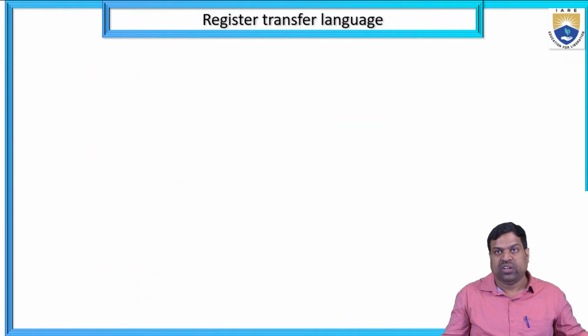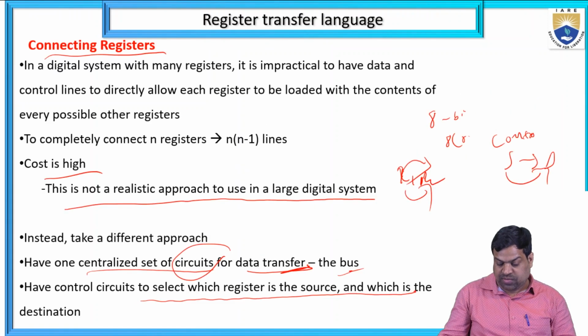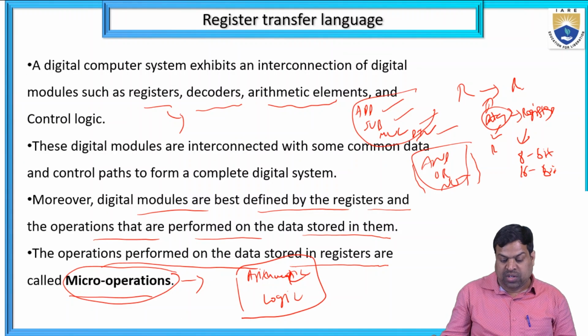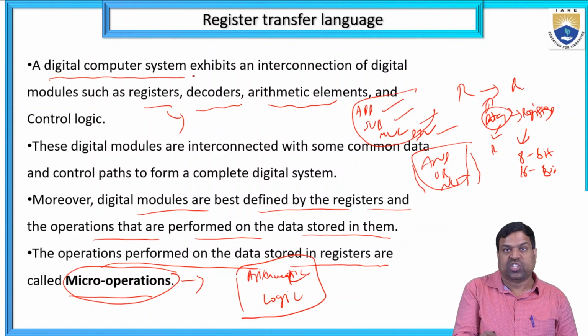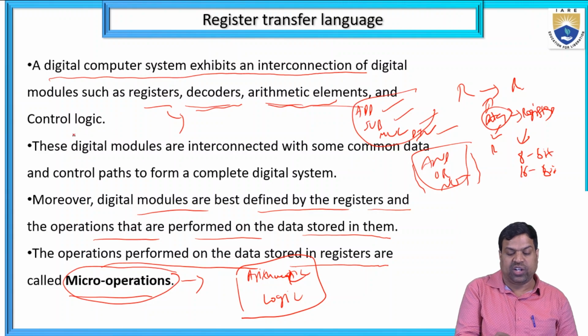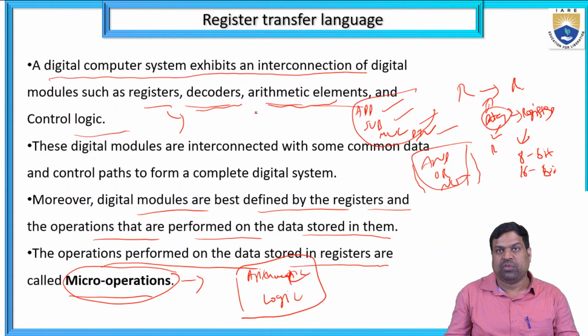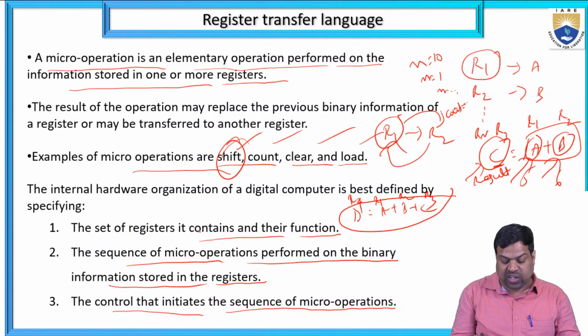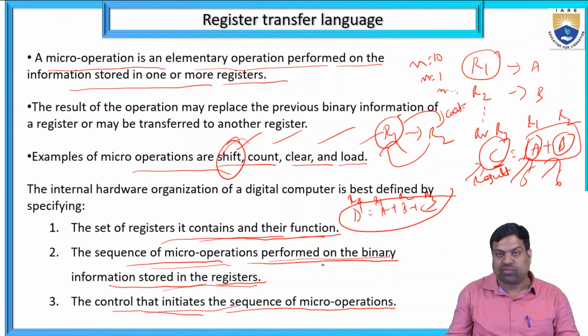Okay, we have discussed today register transfer language. So in register transfer language, in the digital computer system, there is the interconnection of digital modules: registers, decoders, arithmetic operations, and control logic. These operations are performed with the register transfer language, and micro operations like shift, count, clear, and load are performed. The set of registers contain the sequence of micro operations performed on the binary information stored in the registers, and the control initiates the sequence of micro operations.